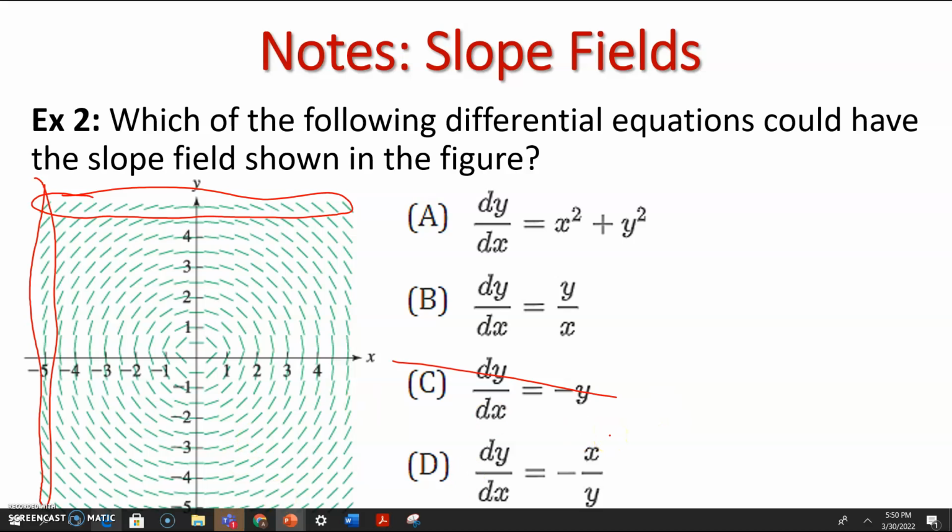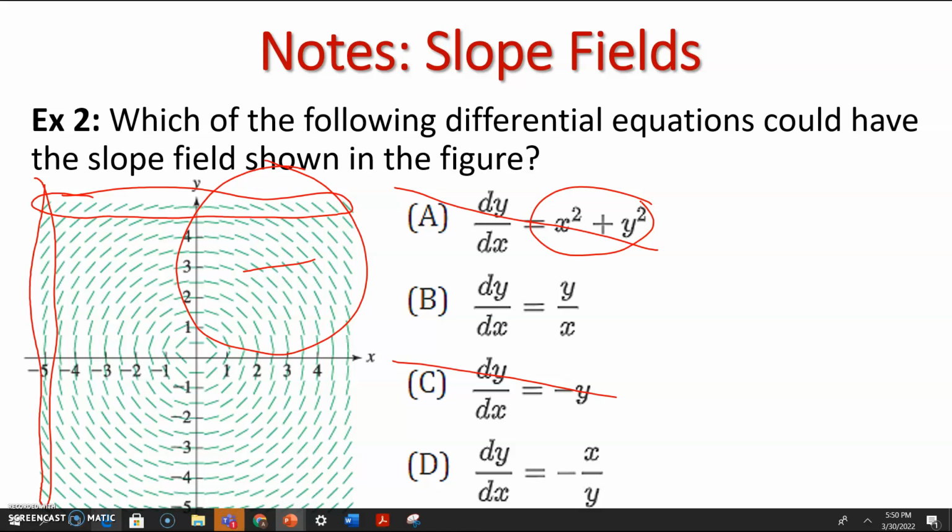Next, we recognize that the slopes in the first quadrant, when we have positive x's and positive y's, are all negative. And therefore it cannot be A because when we square values for x and y, that would force all the slopes to be positive. Therefore we're left with either B or D.